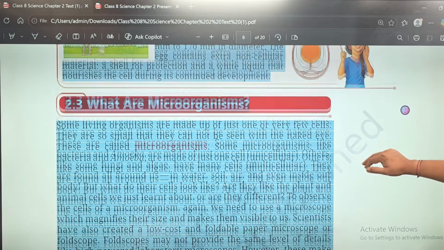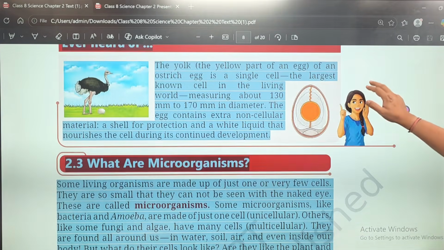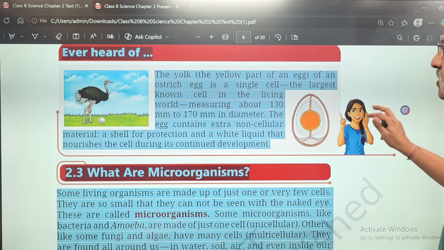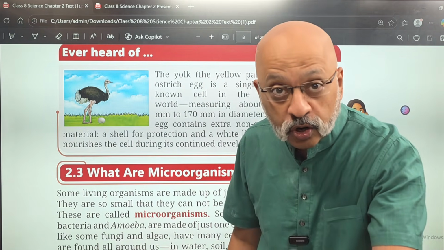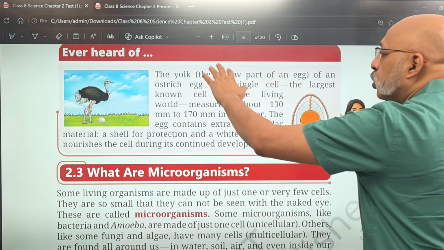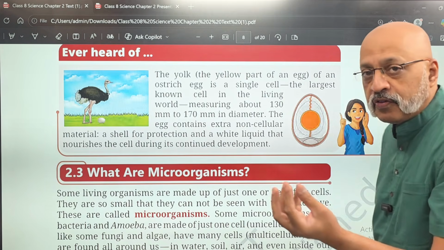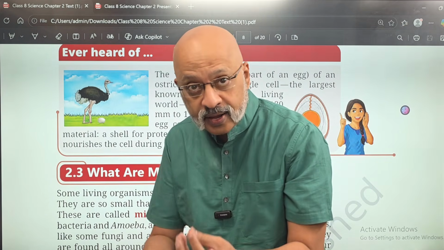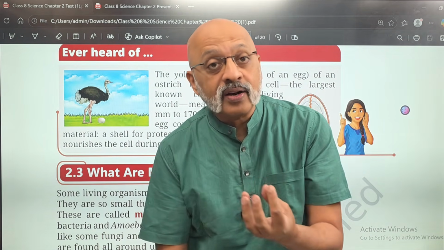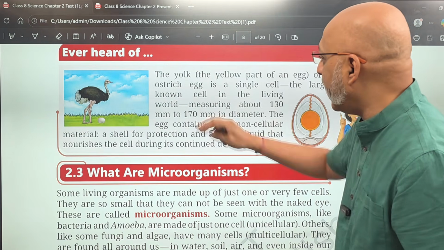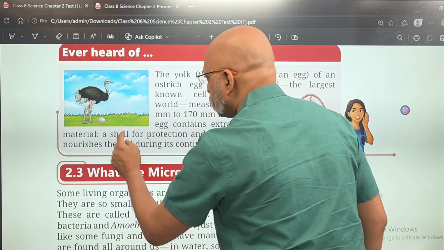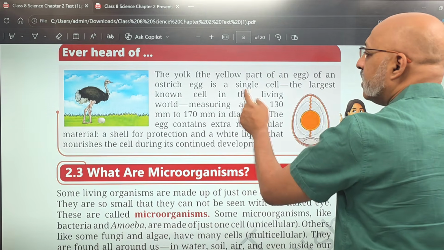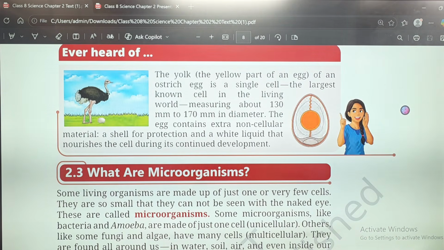Then, this is an interesting piece of information. We are talking about the ostrich. Ostrich is called shuturmurg in Hindi. The yolk, which is the yellow part of an egg, when you break the egg, you see the yolk, the yellow part, that is known as the yolk, Y-O-L-K, of an ostrich egg. The egg of an ostrich is a single cell, the largest known cell in the living world.